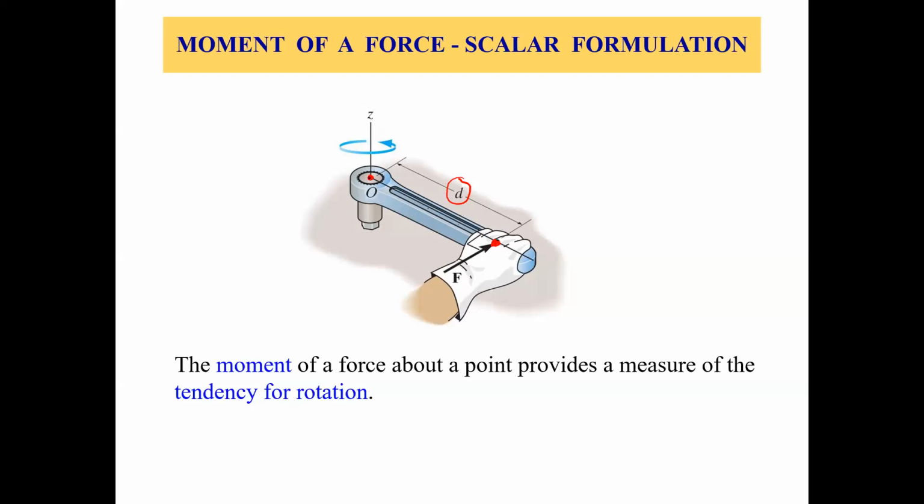Again, as we discussed earlier, once the force is applied at some distance from the point of interest, it creates some moment, some rotation. This is that rotation going on due to this force. So we can say that there is some moment. All right, so let's see what's written here. The moment of a force about a point provides a measure of the tendency of rotation. We already discussed that moment and rotation are interconnected. They almost mean the same thing. All right, let's move forward.